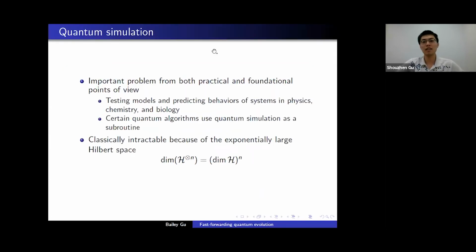Yeah, we're talking about quantum simulation. And oh, by the way, if you guys have any questions, please just interrupt me and ask so that we can all be on the same page.